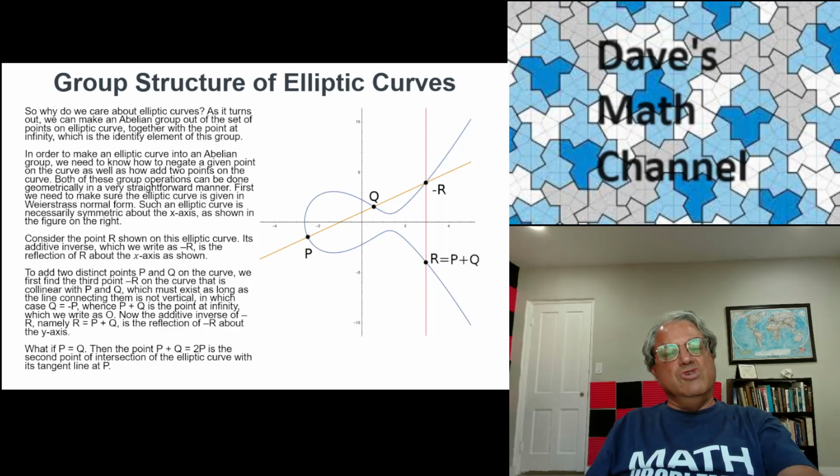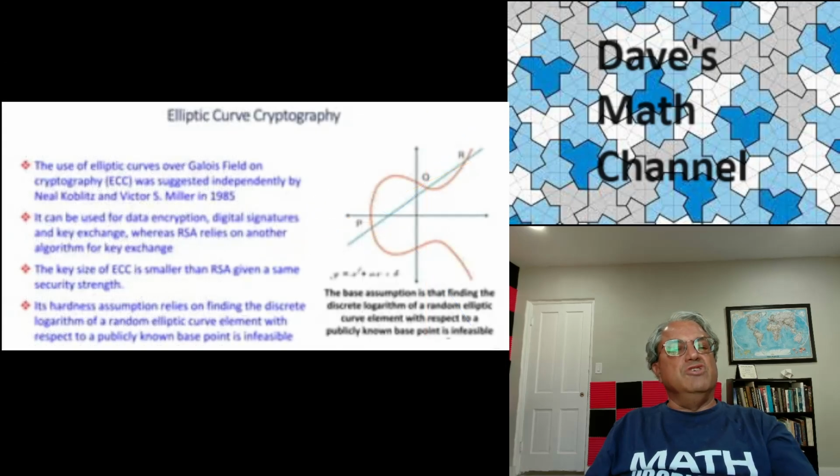And the fact that they form a group means that they have a lot of very useful applications. One application is cryptography. This is a pretty new area of research right now, actually. A lot of people are interested in elliptic curve cryptography right now.